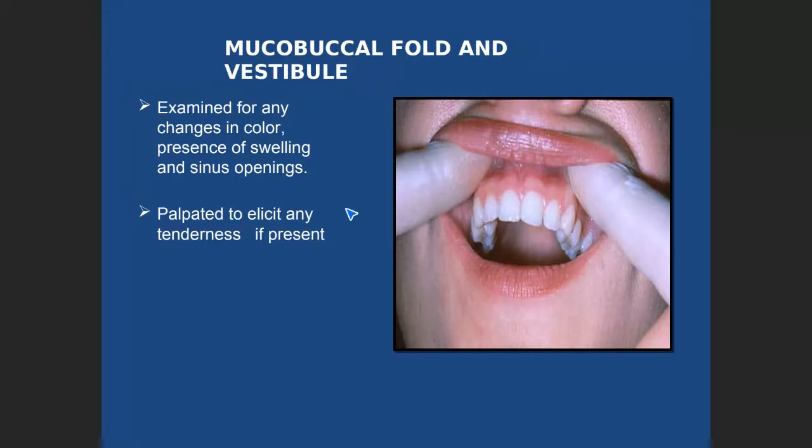Now next is examination of the mucobuccal fold. So you have to examine for any change in the color or the presence of swelling or sinus opening in this area. And always palpate it to elicit any tenderness if present. Most of the time, if there is any kind of sinus opening or any kind of cyst related to the teeth, the patient will have tenderness in the vestibular region. So always palpate with your finger and look for any kind of tenderness.